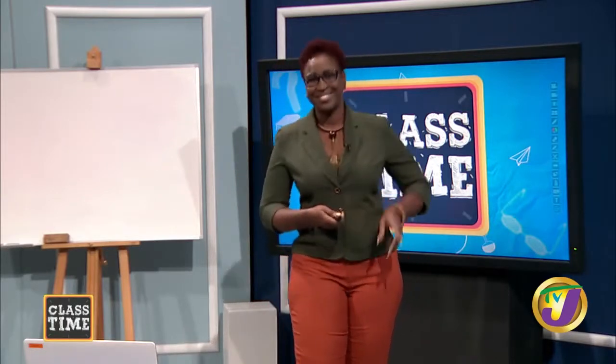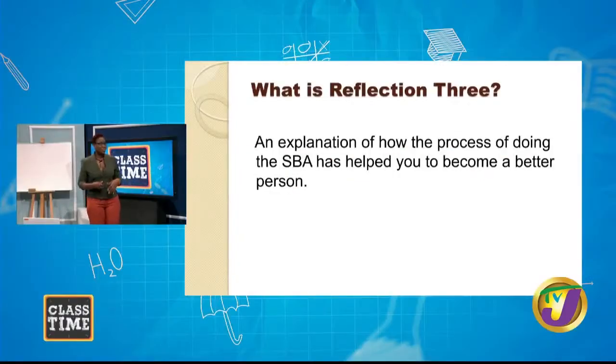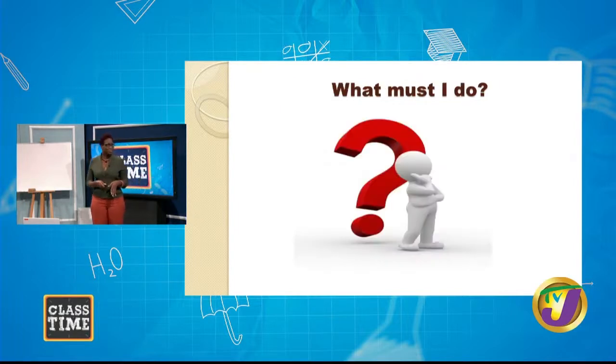Reflection 3. So what is it? It's basically an explanation of the process that you used in the SBA and how it has made you a better person. So you're going to explain to your examiner how it is that you have changed for the better between the start of the SBA and the present moment.